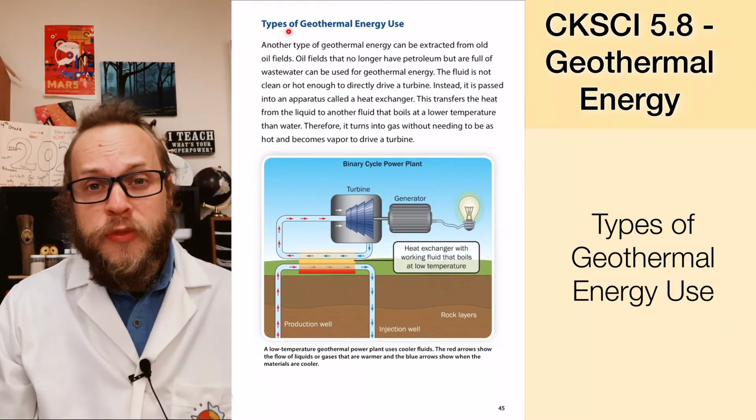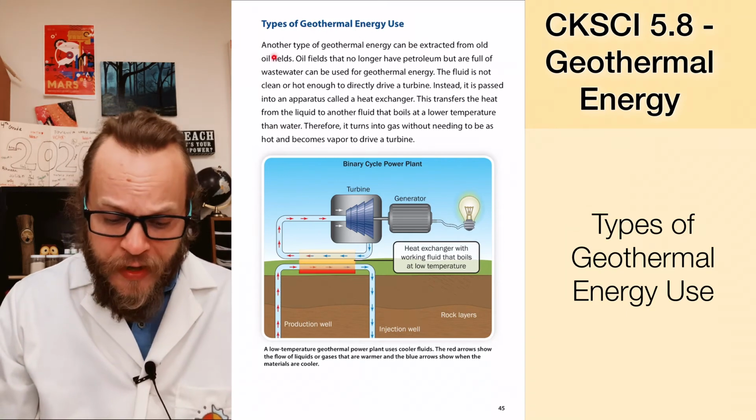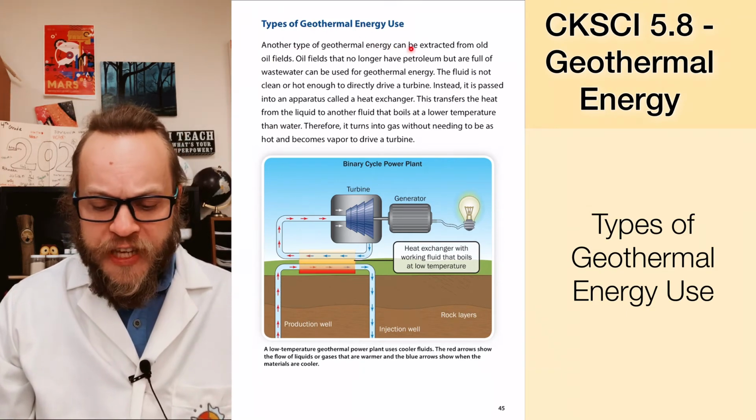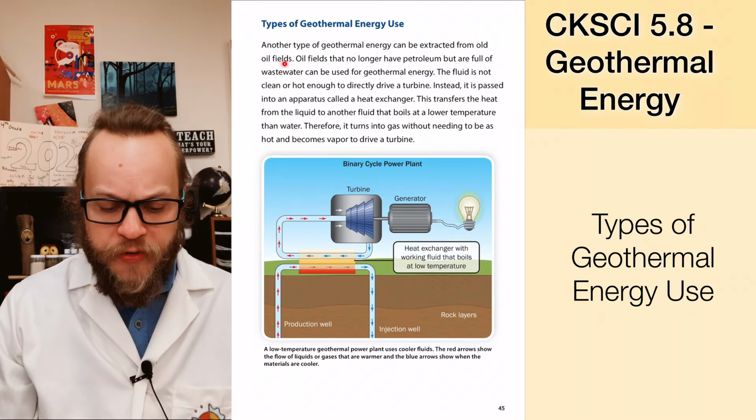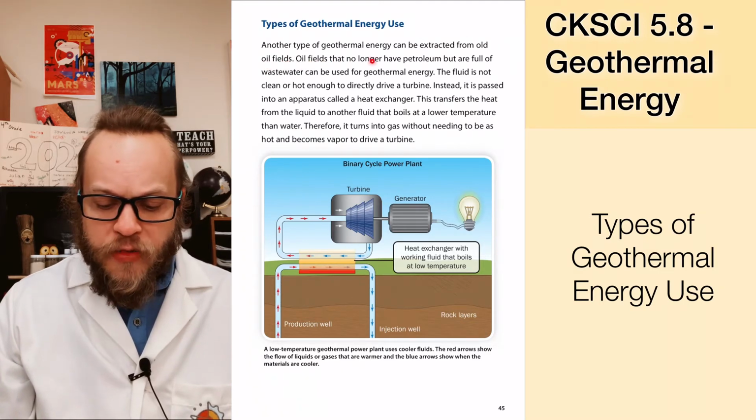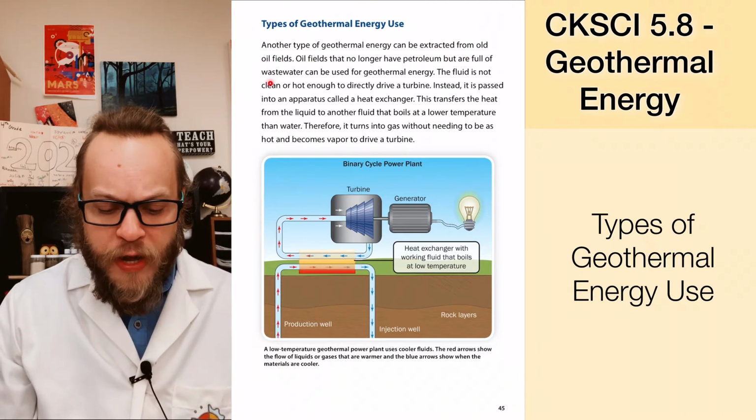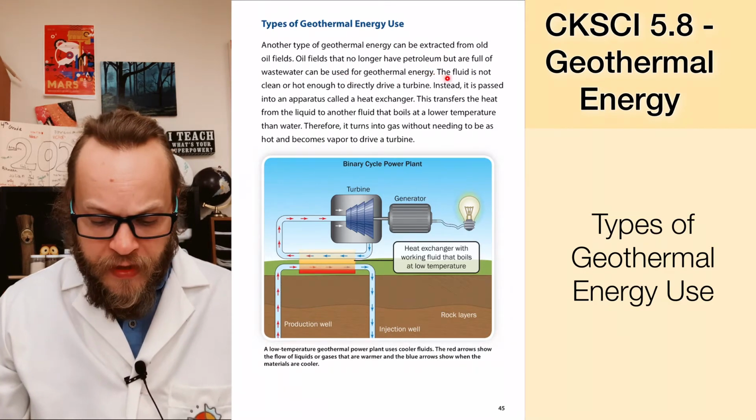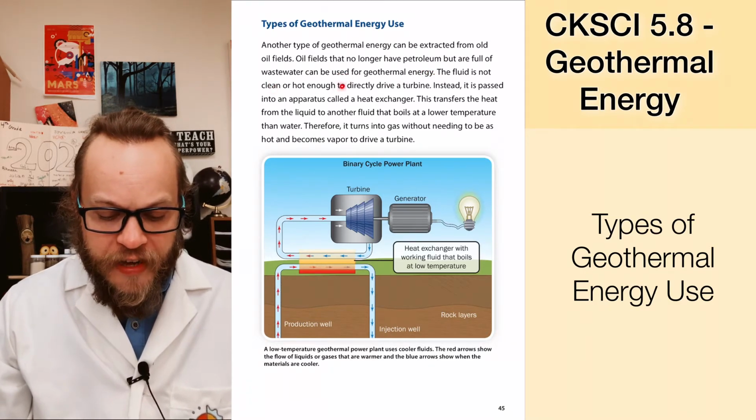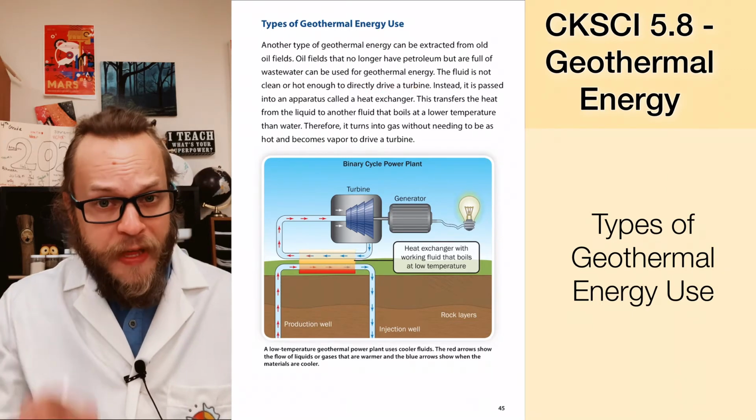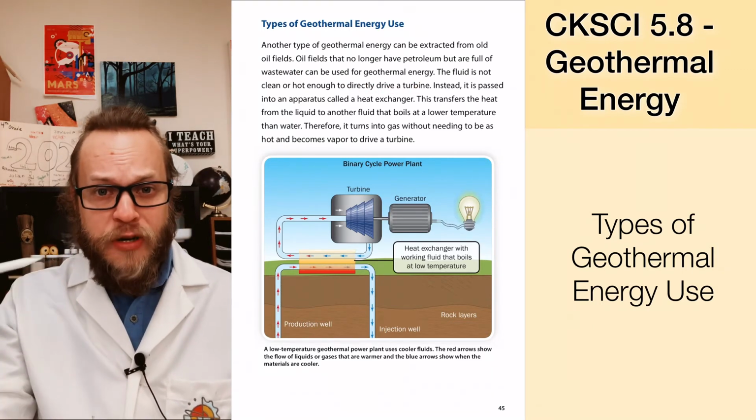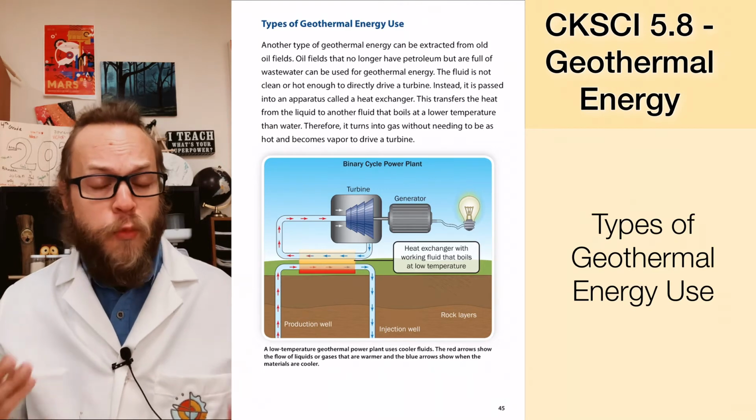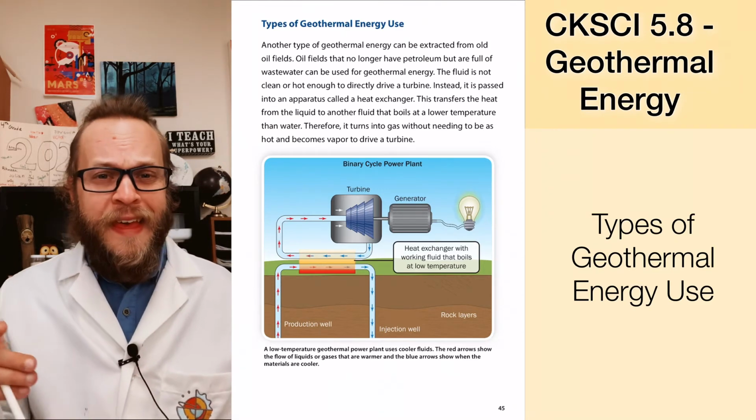Types of geothermal energy use. Another type of geothermal energy can be extracted from old oil fields. Oil fields that no longer have petroleum but are full of wastewater can be used for geothermal energy. The fluid is not clean or hot enough to directly drive a turbine, those spinning things that generate all the electricity regardless of what type of energy you're using.